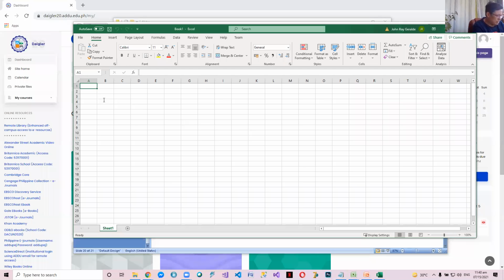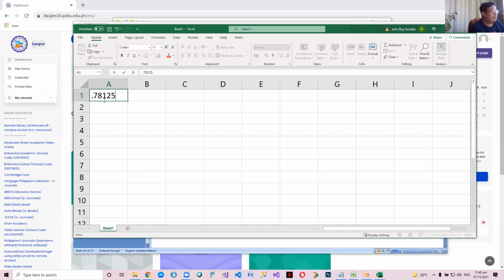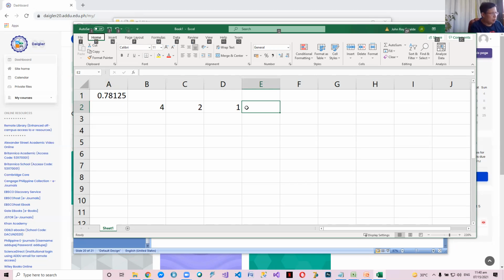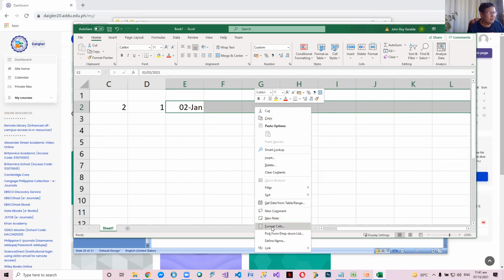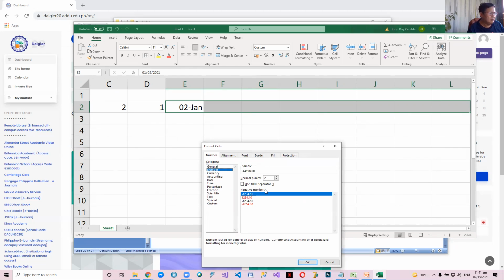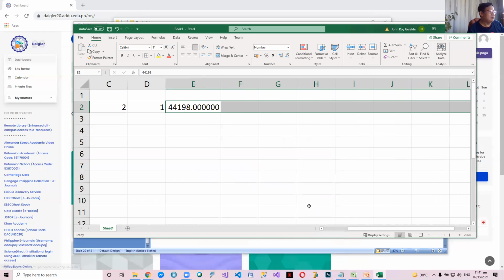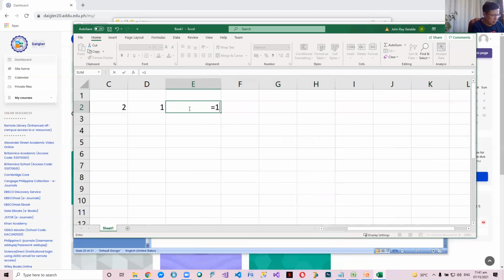We'll have 0.78125. Okay? Mas ang pinakasimple is pick, mark, and subtract. Okay? Diba? Pick, mark, and subtract. We have 1, 2, 4. Right? This is 1 half. This is 1 over 2. Sorry, let's format this. Format cells as number. Lakyan natin ang decimal places. Equals 1 over 2.